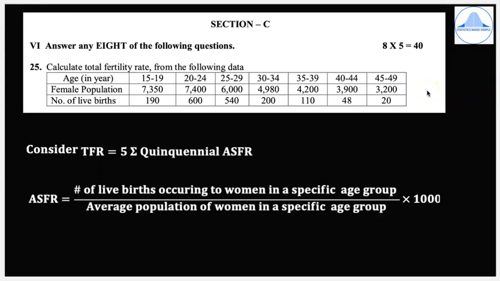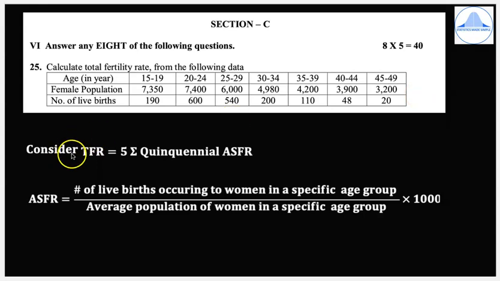25th question, calculate total fertility rate from the following data. Age in years 15 to 19, 20 to 24, 25 to 29, 30 to 34, 35 to 39, 40 to 44 and 45 to 49. Corresponding female populations are 7,350, 7,400, 6,000, 4,980, 4,200, 3,900, 3,200. The corresponding number of live births are 190, 600, 540, 200, 110, 48 and 20.